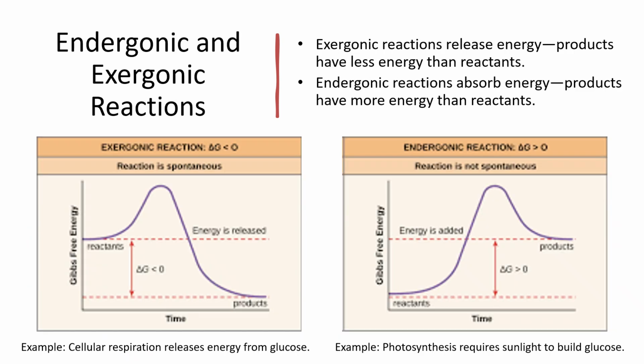In exergonic reactions, energy is released, like in cellular respiration, where glucose is broken down to release energy. In endergonic reactions, energy is absorbed. Photosynthesis is a great example. It takes in sunlight to build glucose. Cells rely on both types of reactions to survive.